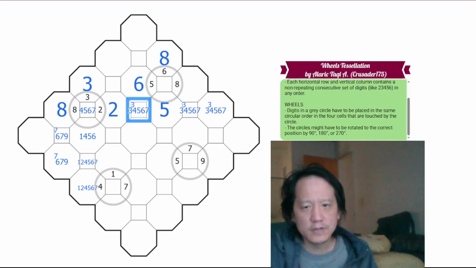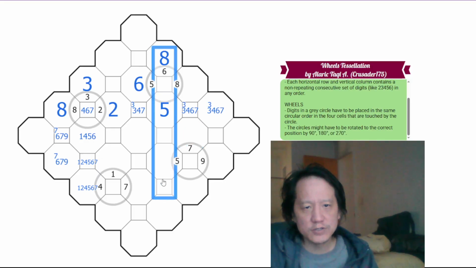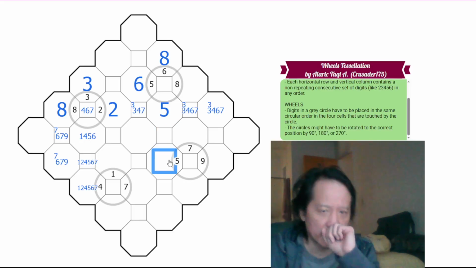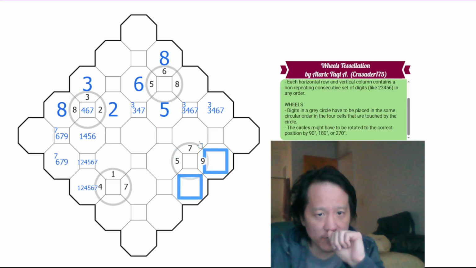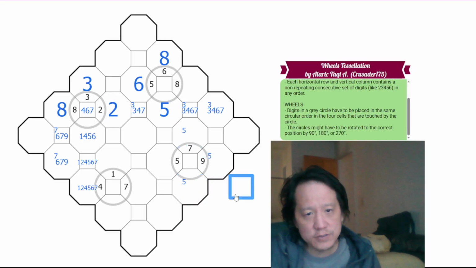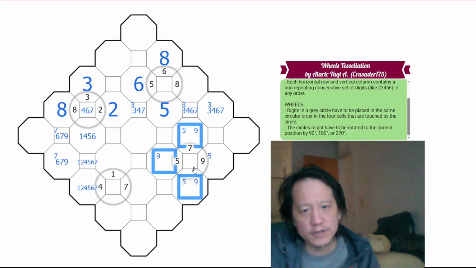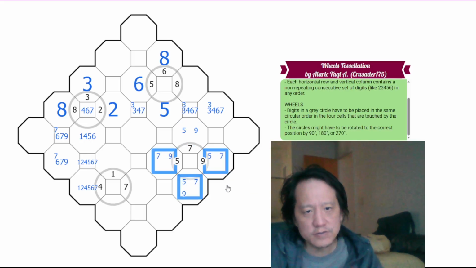That means 5 cannot be here or here or here. This can't be 6 because of the 6 sharing an edge. This is 5 and 8 here. So 5 cannot be here. 5 can be any of these cells. That means 9 can be any of these cells, and 7 can be any of these cells.